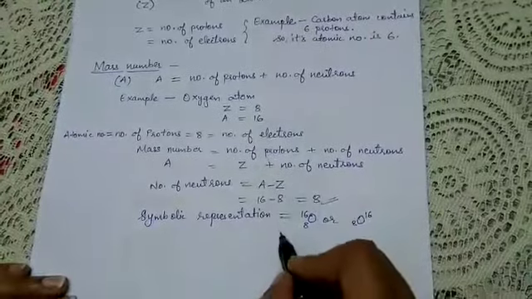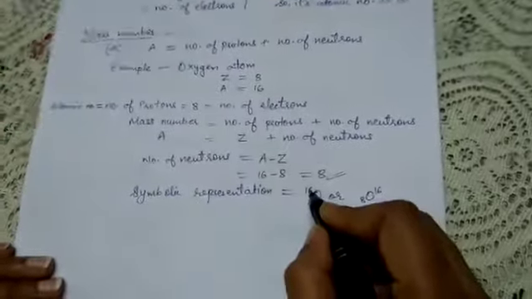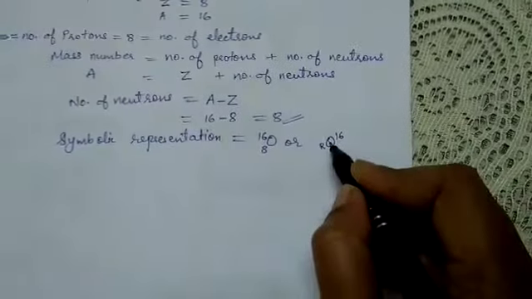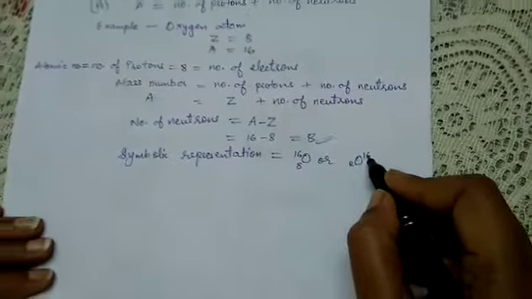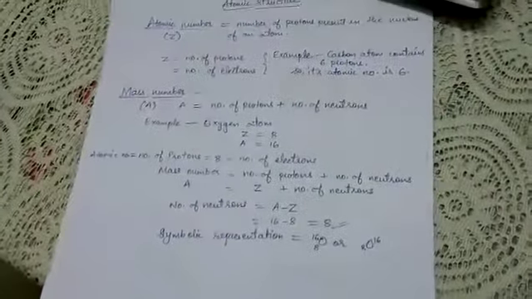In symbolic representation, the oxygen atom will be represented as O with 8 subscript and 16 superscript, or it can be written in another form. This is about the mass number.